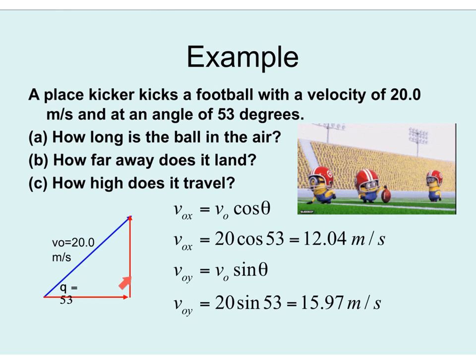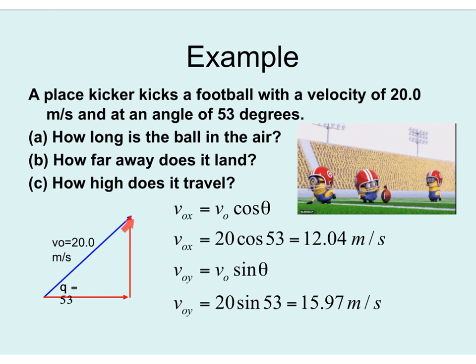Now let's go ahead and do our horizontal. In order to do our horizontal velocity, we're going to take our initial velocity times the cosine of our angle. We were given 20 as our velocity in the problem. That's 20 meters per second, cosine of 53. And so we get our horizontal as right across here being 12.04 meters per second.